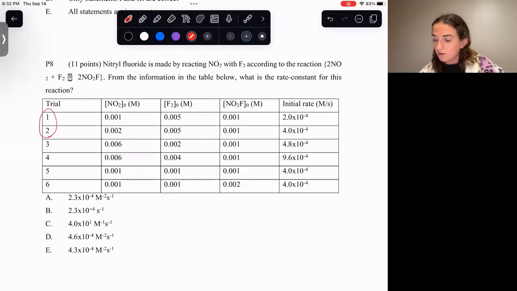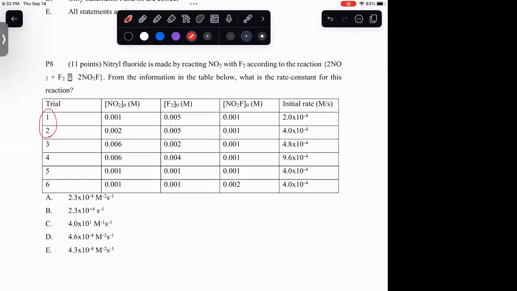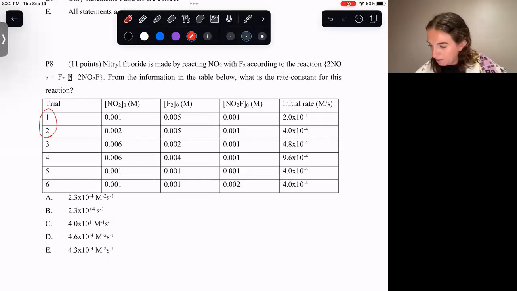So what trials would you use if you're looking to find the order for F2 in that case? The 3rd and 4th? Yep. So we said this one was going to be for NO2. So then 3 and 4 would be good for F2.